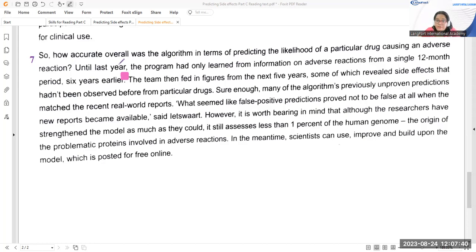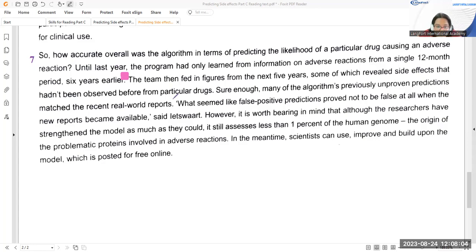So this is confusing. The sentence is confusing. You need to be careful. Until last year, the program only had information on negative reactions that were reported over a 12-month period 6 years before. So 6 years before, over a 1 year period, they reported a lot of adverse reactions. That was the information that the program had learned until last year.